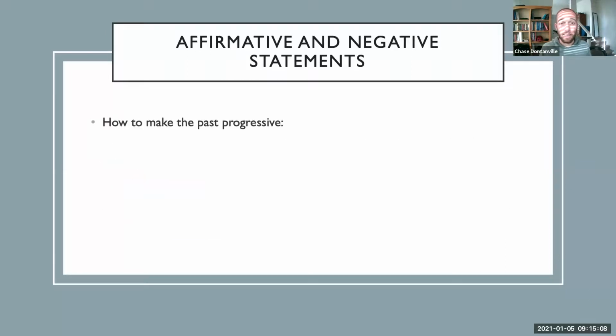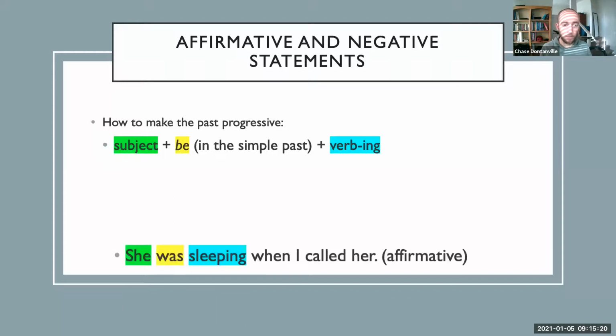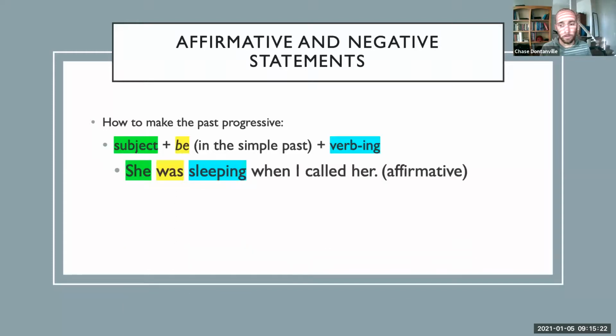So how do you make the past progressive? It's very similar to the present progressive. We have the subject, the verb be, but in the past, and the main verb plus -ing. For example, she was sleeping when I called her. So she is our subject. Be in the past is was, because she was, and sleep plus -ing, sleeping.